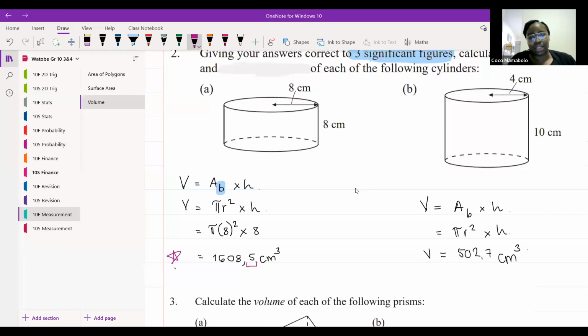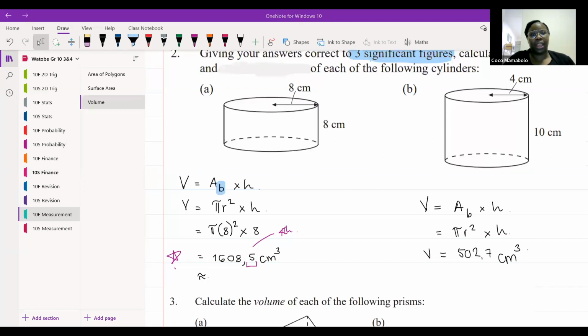So in the case of this first answer over here, we should not get 1608.5, because this is the 4th significant figure. So what we need to do is actually round this number up in order to get it to 3 significant figures. If I had to round this number up, guys, what answer would I get here?